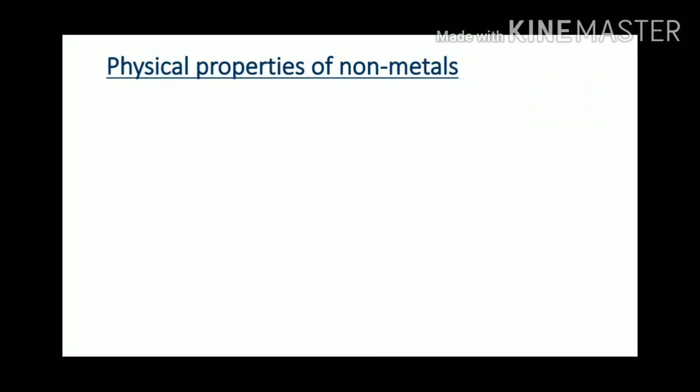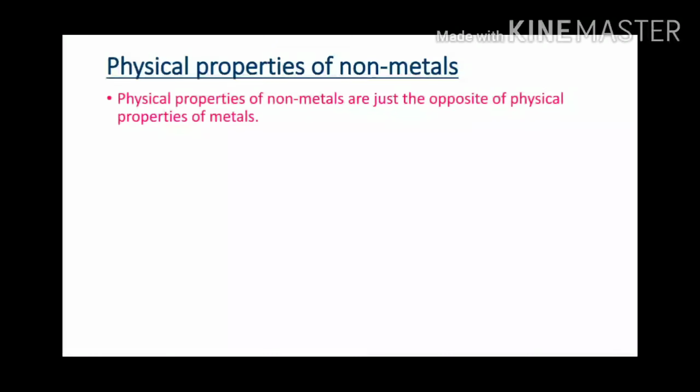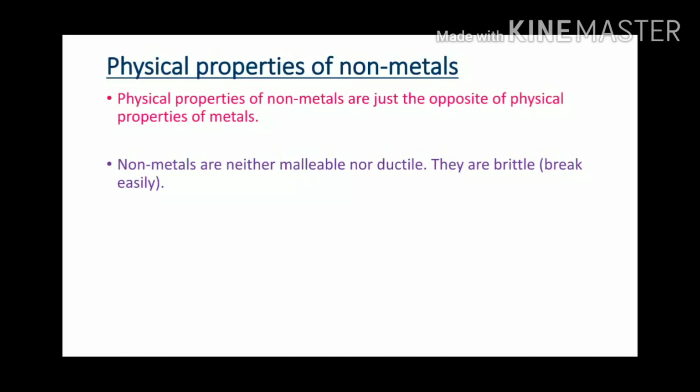Now let us discuss the physical properties of non-metals. Physical properties of non-metals are just the opposite of physical properties of metals. Non-metals are neither malleable nor ductile. They are brittle, that is, they break easily.